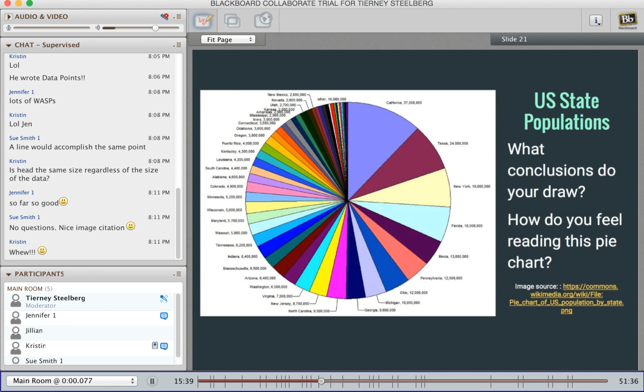Take a look at this pie chart that breaks down the population of the U.S. by state. What conclusions do you draw? And how do you feel reading this pie chart? Let us know in the chat.